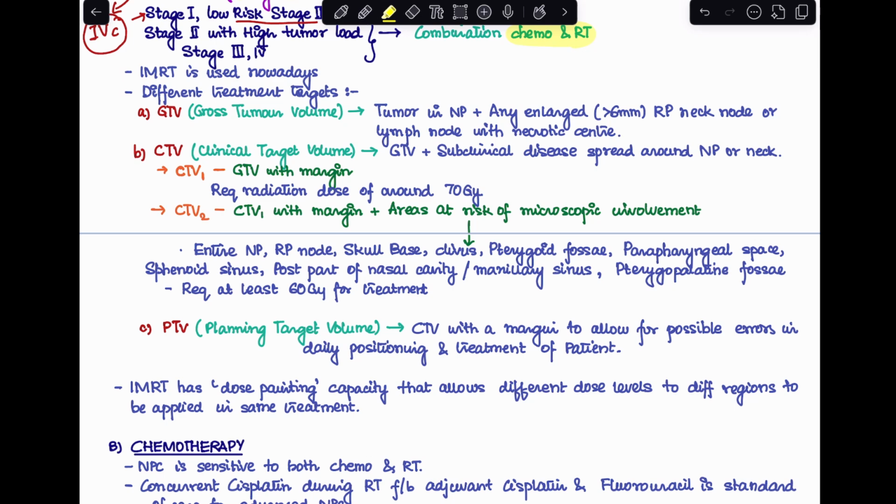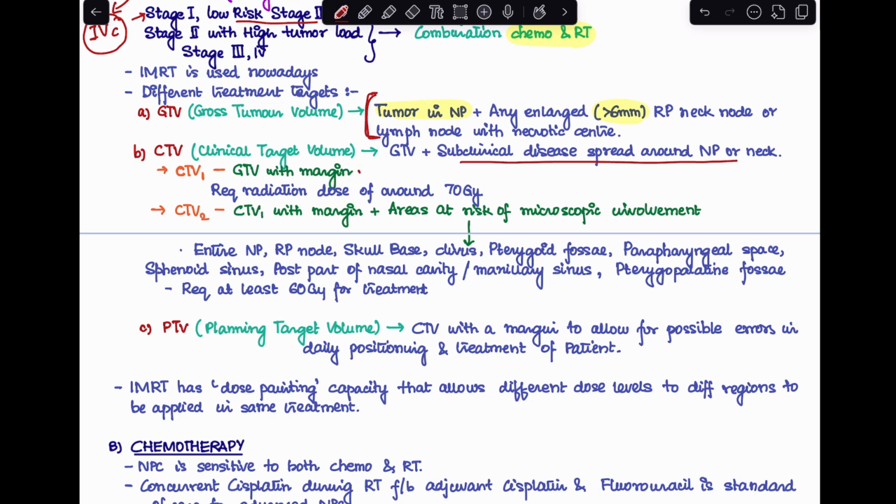Now, what is gross tumor volume? Gross tumor volume involves the tumor which is present in the nasopharynx and any enlarged retropharyngeal neck node which is more than 6 mm or lymph node with any necrotic center. So that is what gross tumor volume involves. Clinical target volume is the gross tumor volume along with the subclinical disease spread that has happened around the nasopharynx or the neck. So clinical target volume is further divided into CTV1 and CTV2.